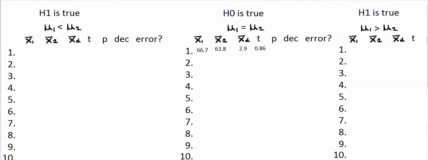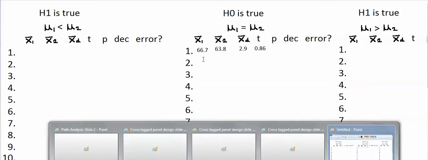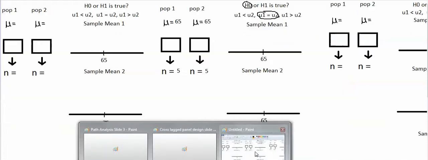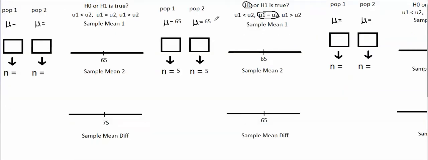So first, once you have all of this, what I want you to do is to put the first sample mean of 66.7 right here. This is the first mean. This is the mean of the first sample from University 1. I'll have you call it X bar 1. We also need to put the other sample mean, the mean of the first sample from University 2.